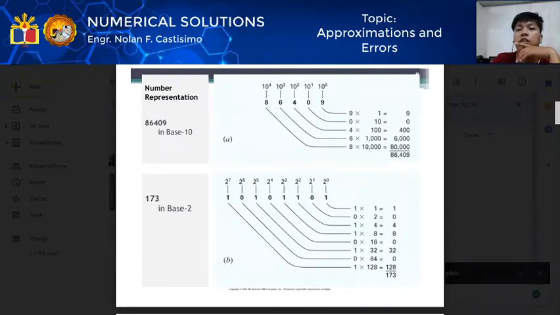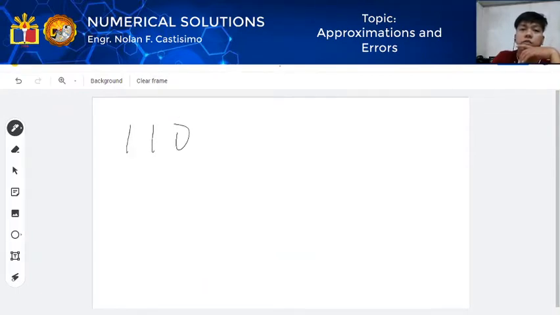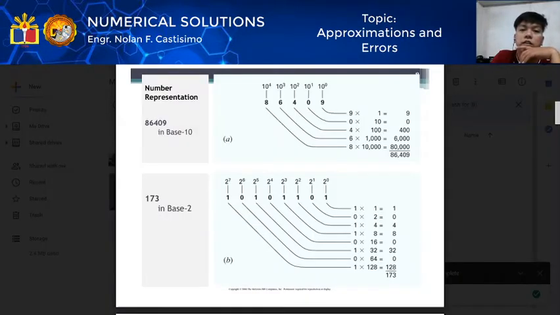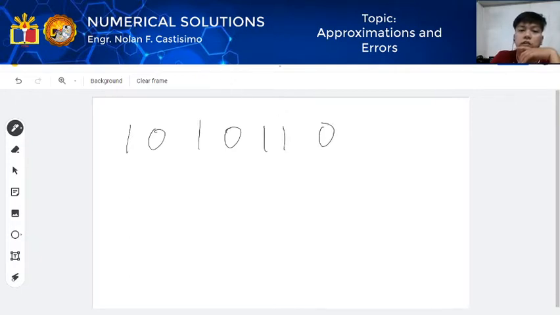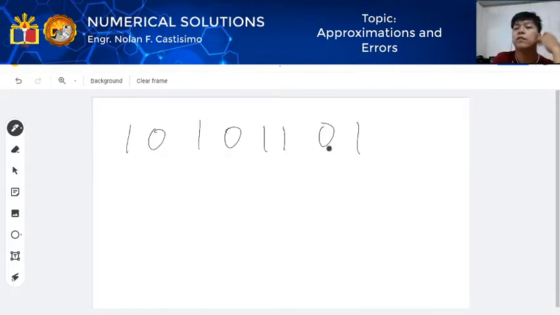Pero, kapag, ano natin, shortcut, tuturo ko na sa inyo. So, 1, 0, 1. One, zero, one. Zero, one, one, zero. Ten, ten, eleven. Yan. Diba? So, kunin lang, lagyan natin dito sa taas. Ito yung shortcut para makuha nyo agad-agad yung value niya. Kapag base 2 to base 10. So, kumbaga, base 2 to base 10.